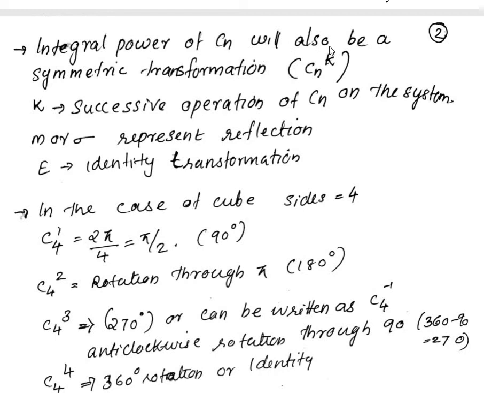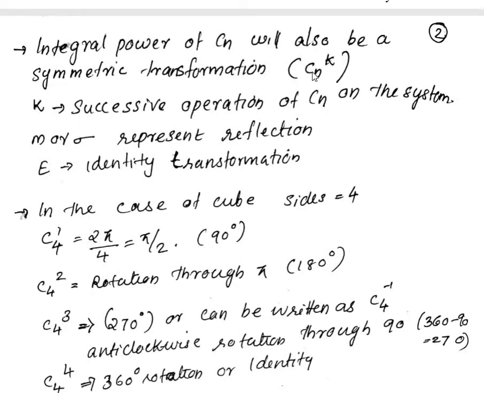Again, the integral power of Cn is also a symmetric transformation, that is Cn. So in the case of a rectangle, what is n? They have 4 sides. This is C4. What is C41? C41 indicates a rotation through 90 degrees. Then what is C42? C42 is a rotation of 90 plus 90, 180 degrees. That is again a symmetric transformation.